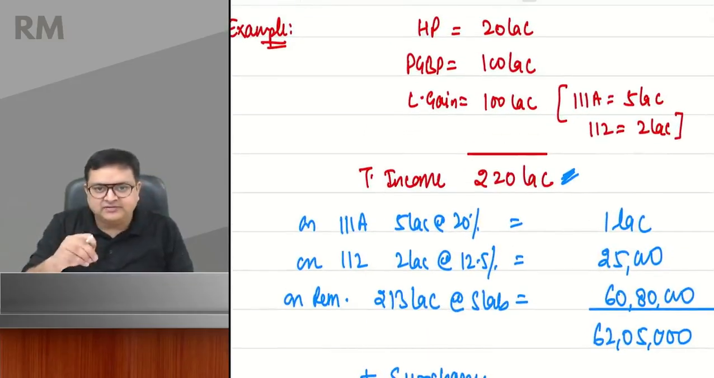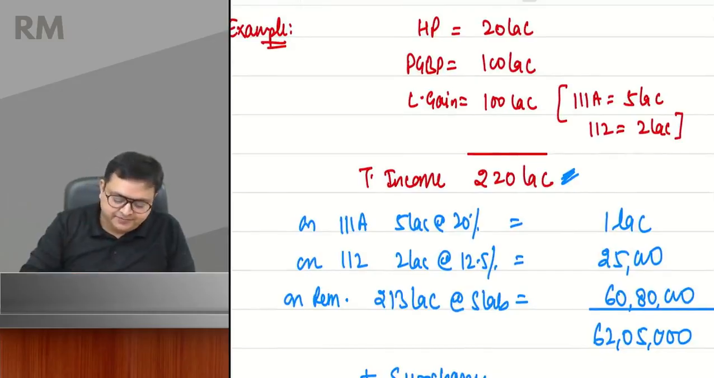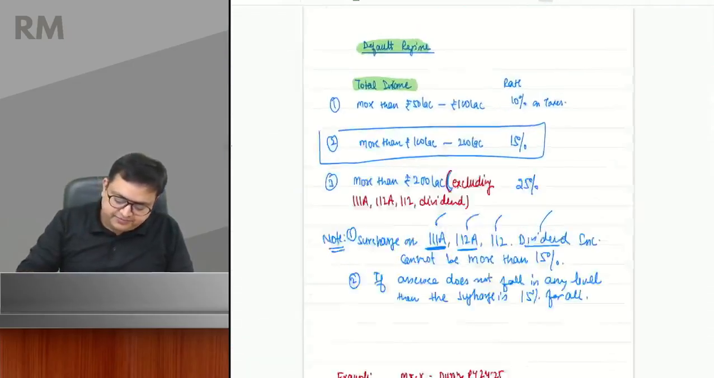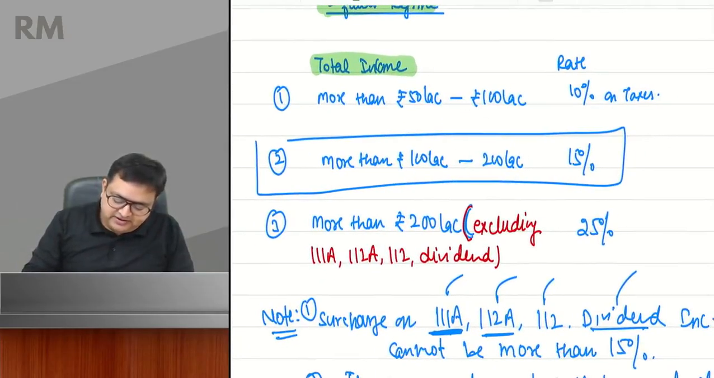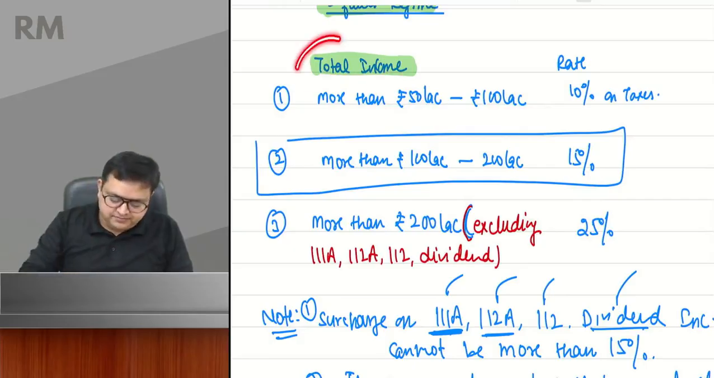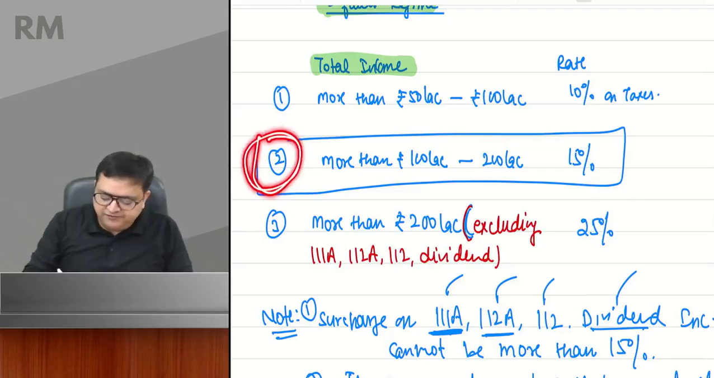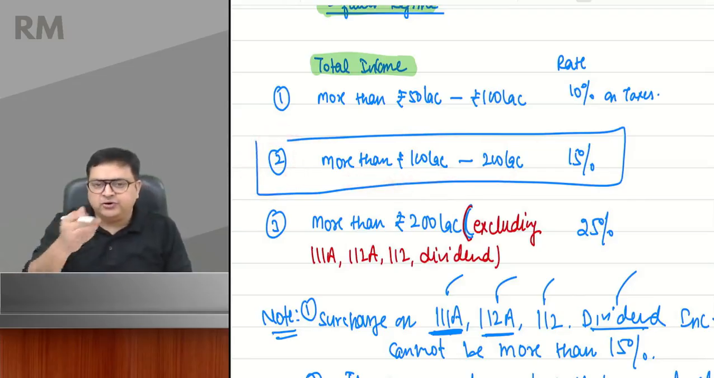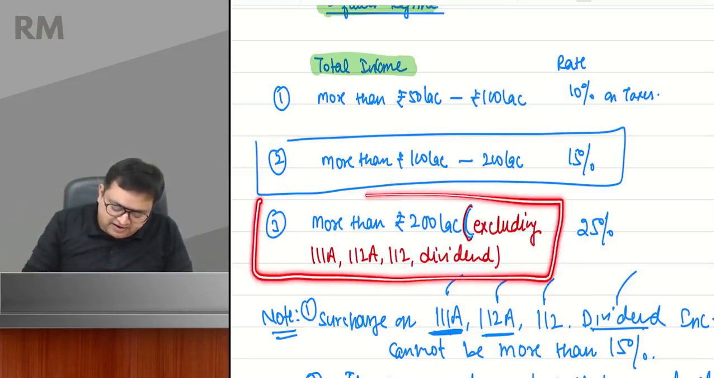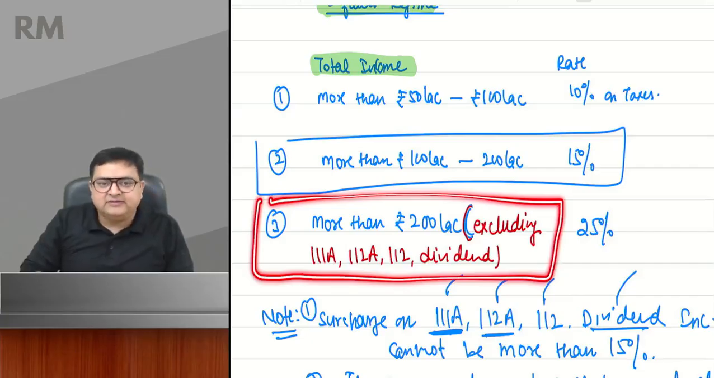Now, I want your attention for the next 5 minutes. Total income is more than 2 crores, but please check. Guys, I want your attention here. See, this is my third level. Level 1, total income more than 50 lakh to 1 crore. In level 1, we were seeing just the total income. Nothing else is written over here. In level 2 also, we were seeing just your total income, 1 crore to 2 crores. That's it. But in level 3, guys, I have written something in red also.